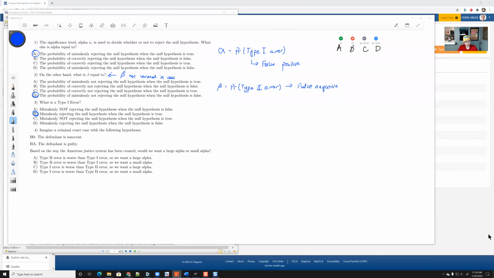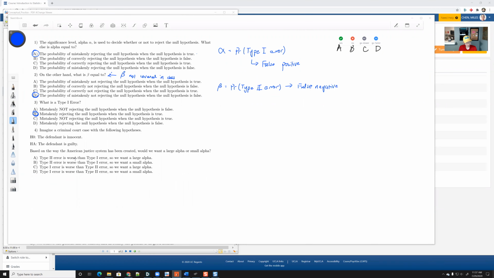Okay, let me have you guys look at number 4. We say, imagine a criminal court case with the following hypotheses. The null is that the defendant is innocent, and the alternative is that the defendant is guilty.